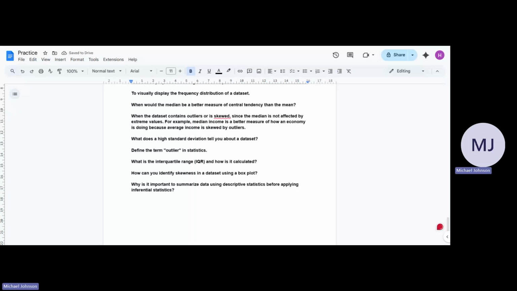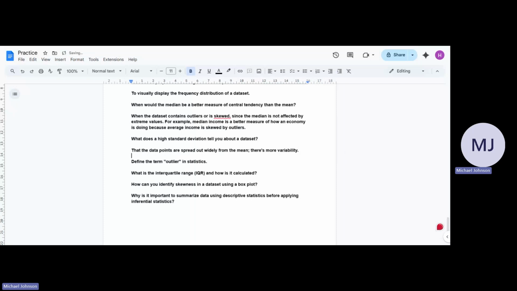What does a high standard deviation tell you about a data set? So the data points are spread out widely from the mean, there's more variability.